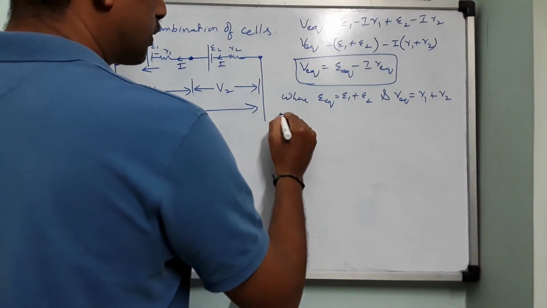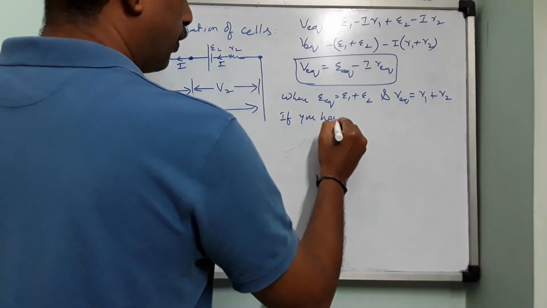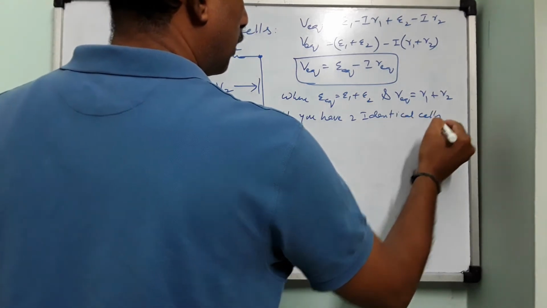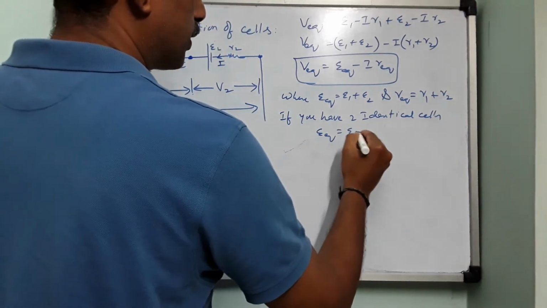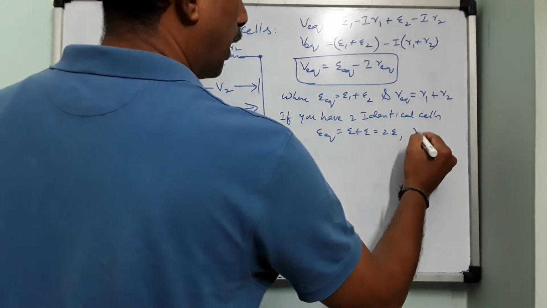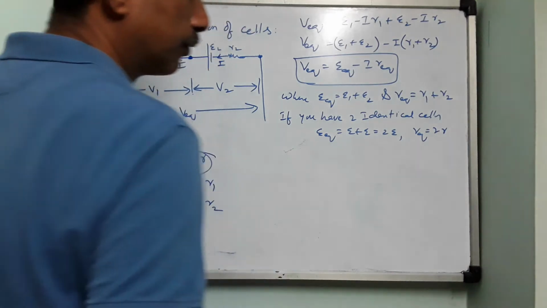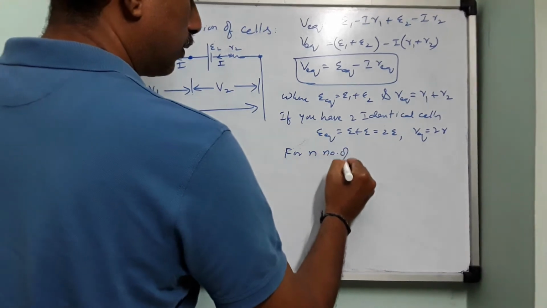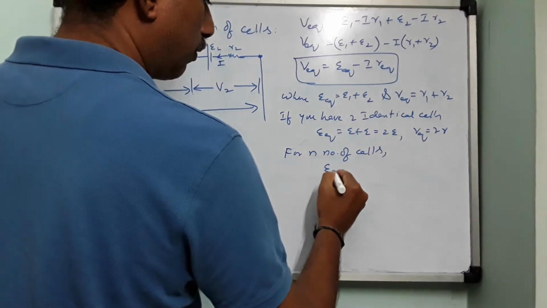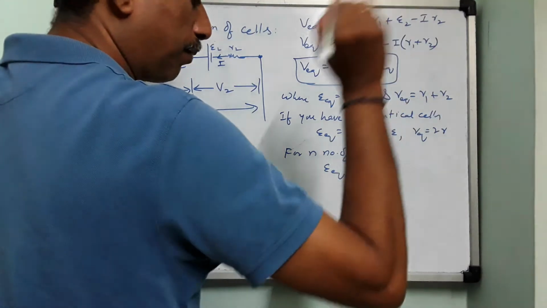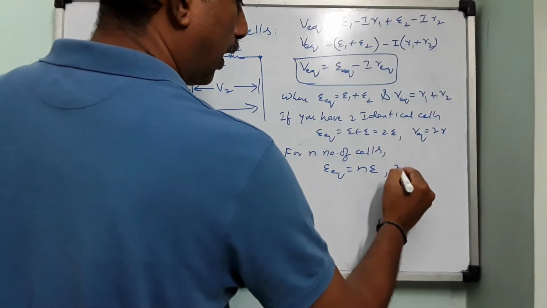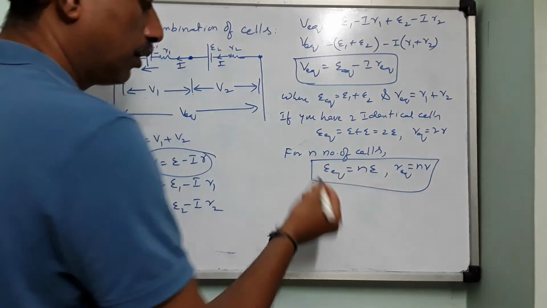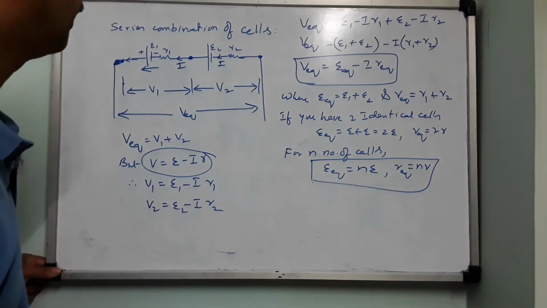So if you have two identical cells, E equivalent equals E plus E, that equals 2E, and R equivalent equals 2R, like this. So for n number of cells, E equivalent equals E plus E plus E and so on, that is n into E, and R equivalent equals n into R. So these final expressions you simply have to remember, right?